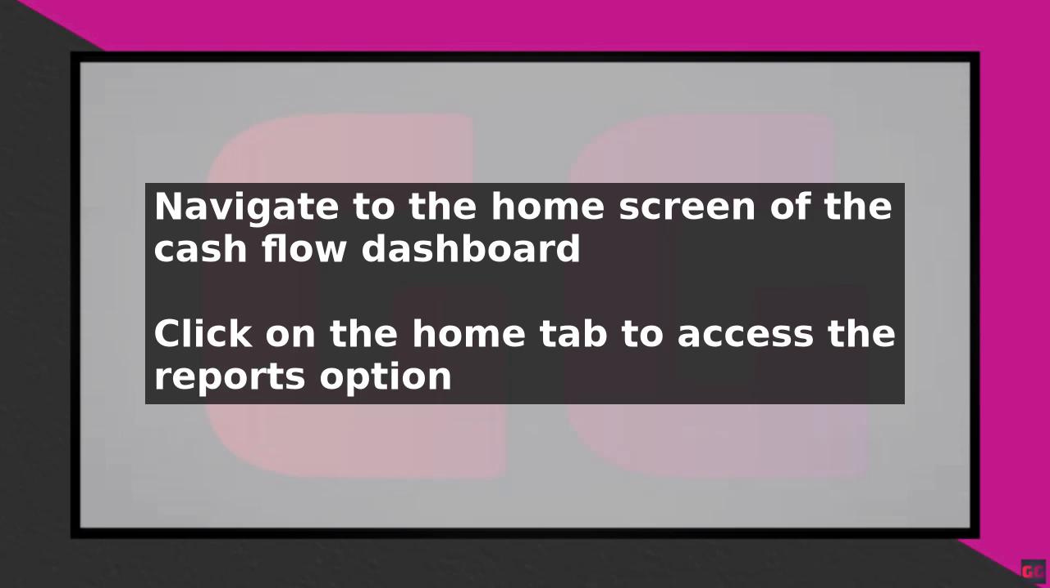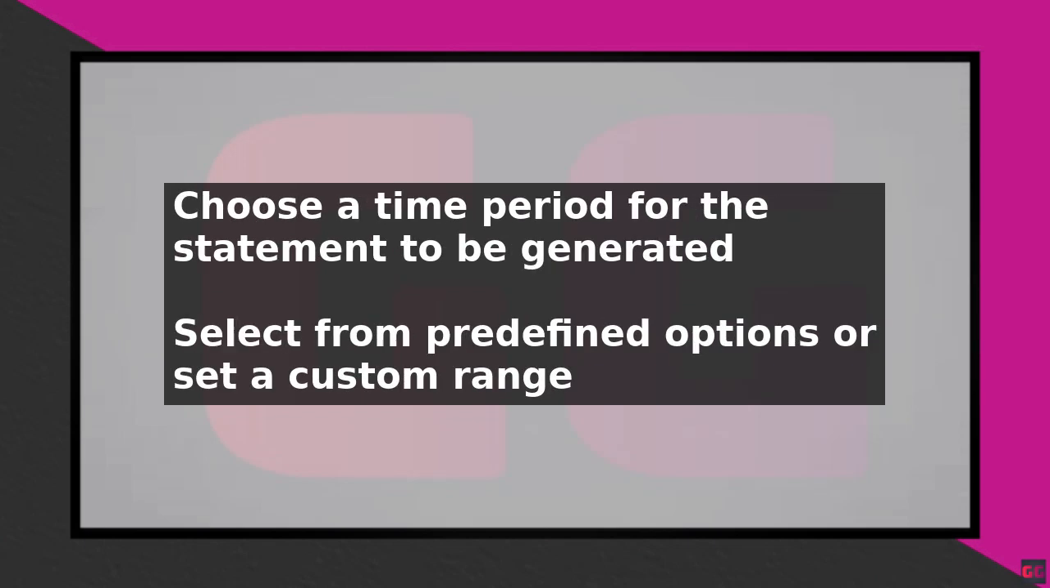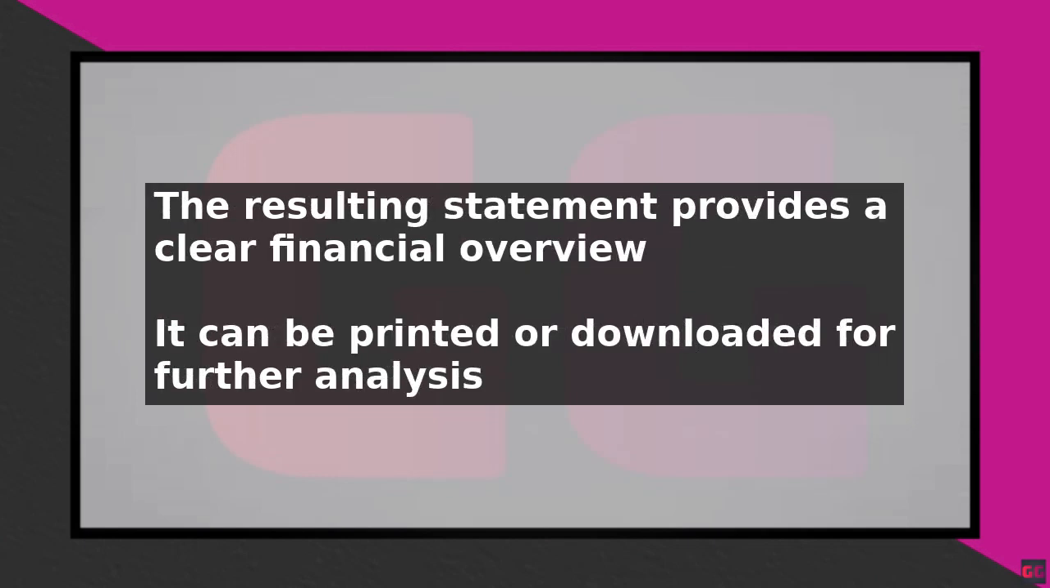To set up the statement, choose a time period. This can be a custom range, or select from predefined options such as this year, this month, this quarter, or the last 90 days. Once the time frame is set, a visual representation of the profit and loss statement will be generated. From here, it can be printed or downloaded.